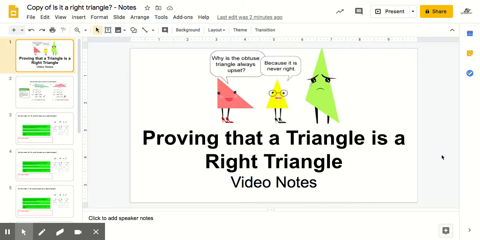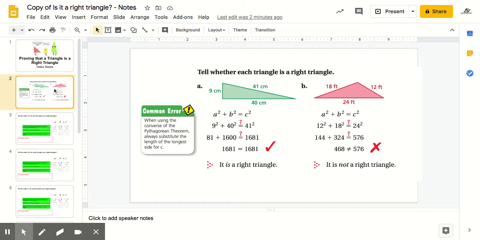Hey everyone, today we are wrapping up our unit on the Pythagorean theorem, and today we're going to be proving that a triangle is a right triangle by using the Pythagorean theorem. In order to determine if a triangle is a right triangle or not, we are going to be given three side lengths of a triangle. We're not going to be given a diagram or a picture of a triangle.